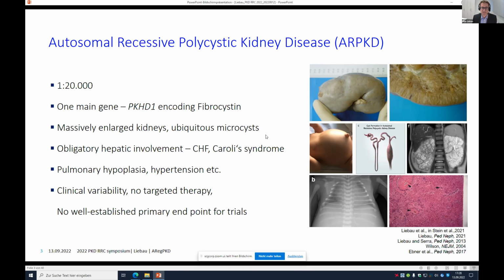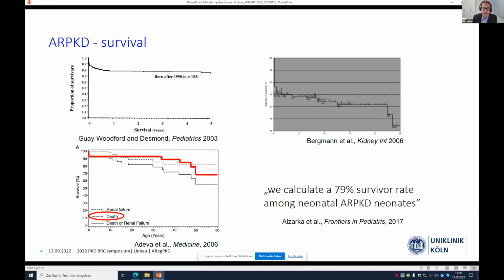Even more, there's a lot of clinical variability that we do not really fully understand, and as of now, there's no targeted therapy. And part of this is because there have been difficulties in establishing a primary endpoint for clinical trials. So there's been very important work by various groups.